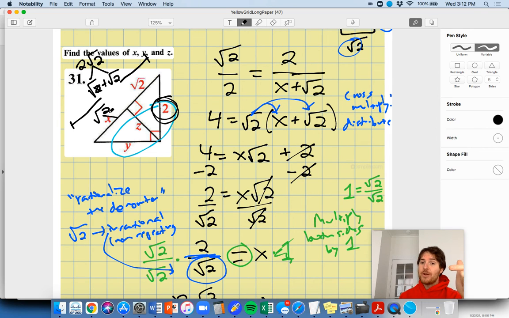But one other thing that I wanted to point out here is that root 2 is here, root 2 is here. That means this altitude hits the midpoint of this hypotenuse, because this distance is the same as that distance. This point here created that distance, and this point here created that distance, so it bisects that segment.